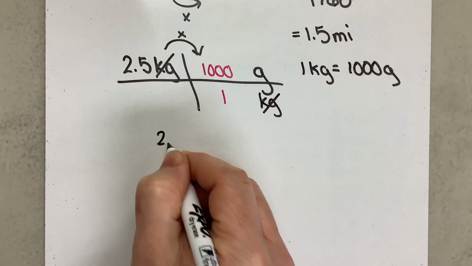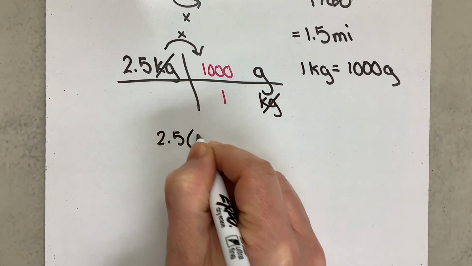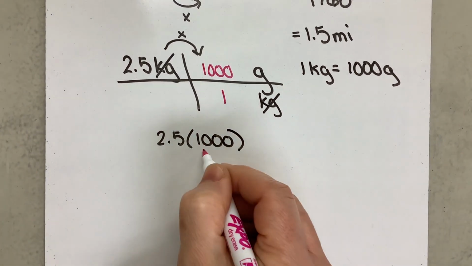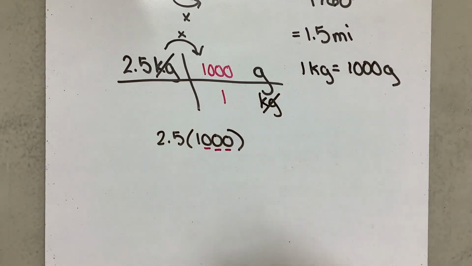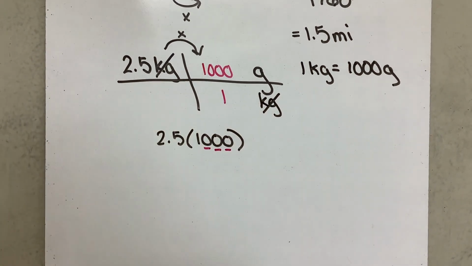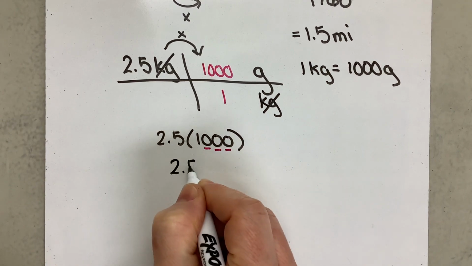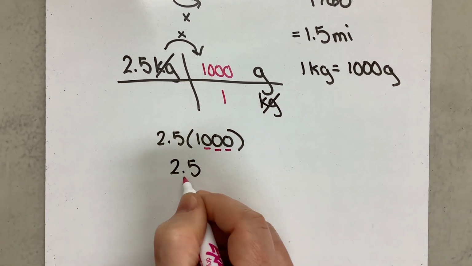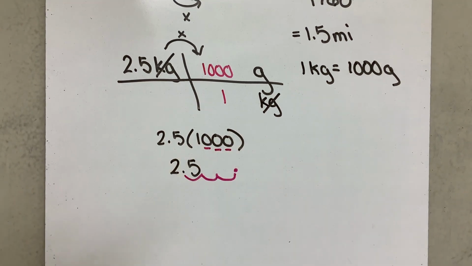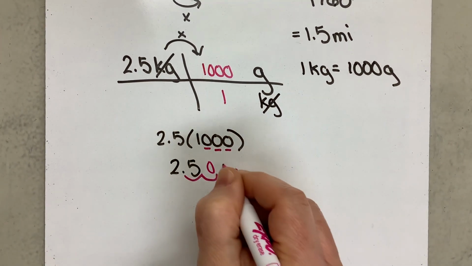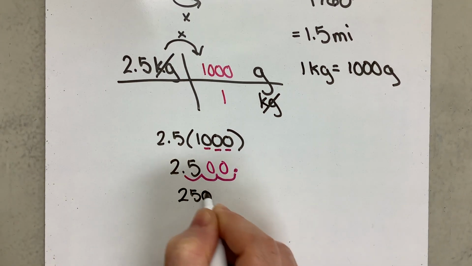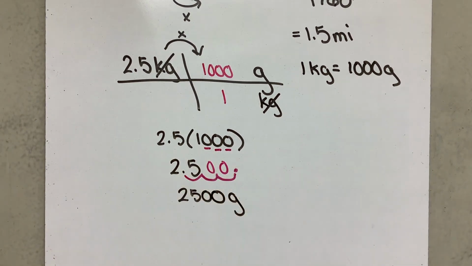So we have 2.5 times 1,000, but this is powers of 10. There are 3 zeros. We're multiplying, so we're going to get bigger. So I'm going to take my 2.5, and I'm just moving the decimal 1, 2, 3 times. And I would fill in with the zeros. So that gives me an answer of 2,500 grams.